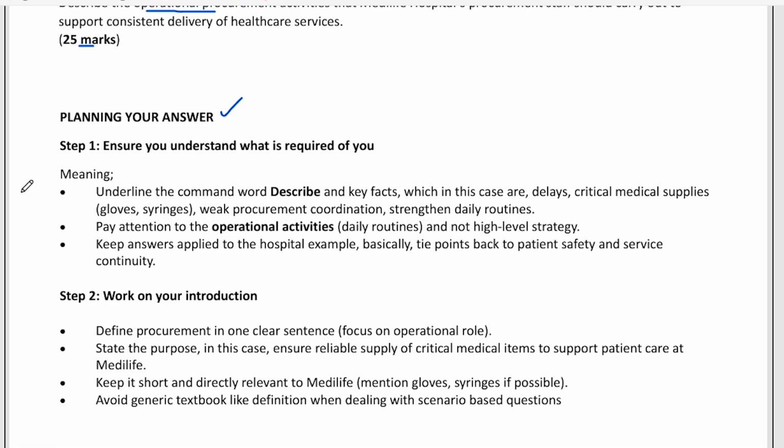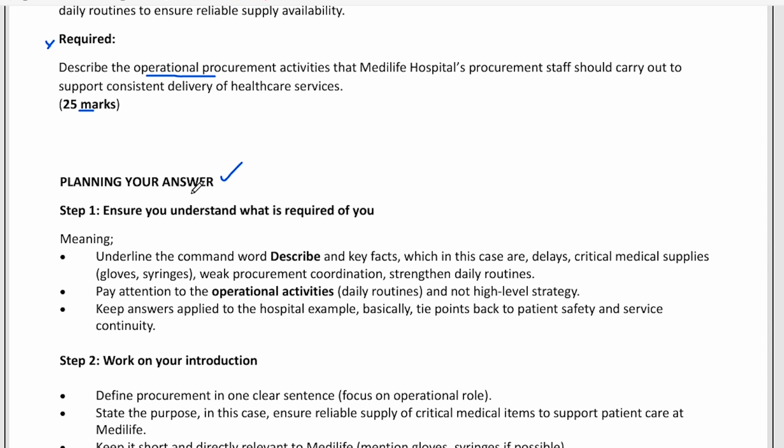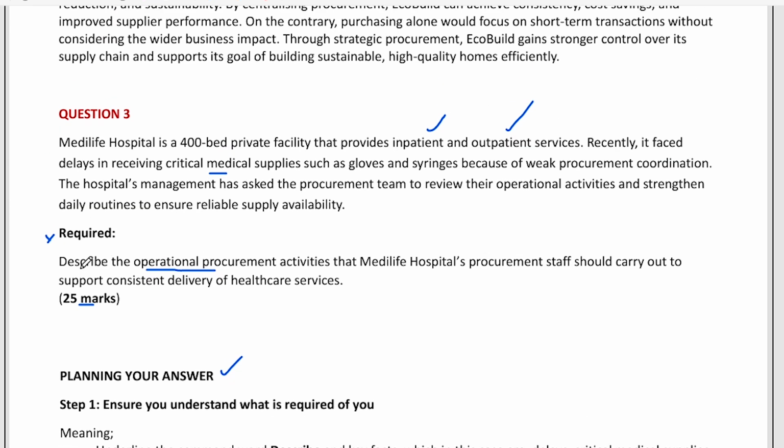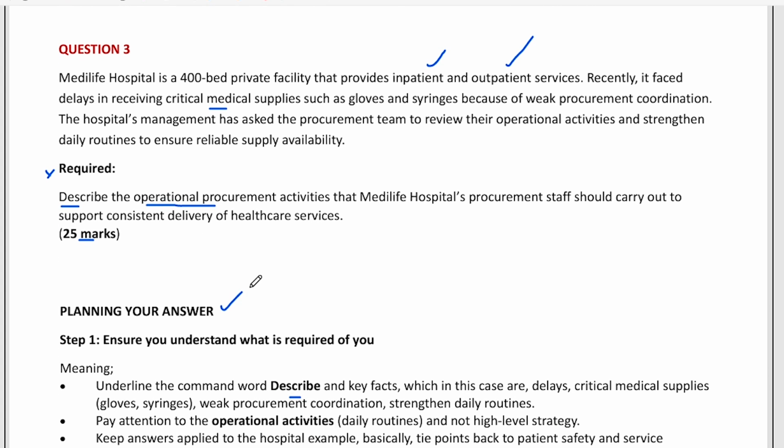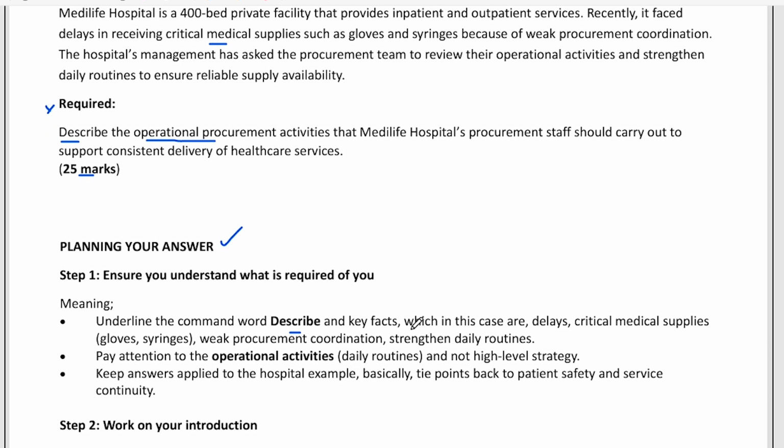Number 1, step 1, ensure you understand what is required of you. If you go to this question, the command word is the thing that is required of you in any given exam. You just have to know exactly what the command word is. In this case, it's describe. It could be describe, outline, identify, analyze, critically analyze, list, explain, all that stuff. So in this case, it's describe. And describe, what does it want you to do?